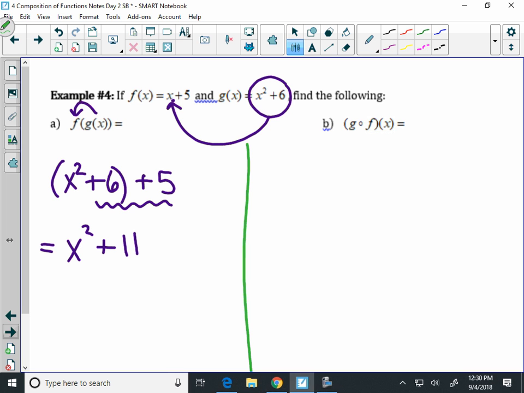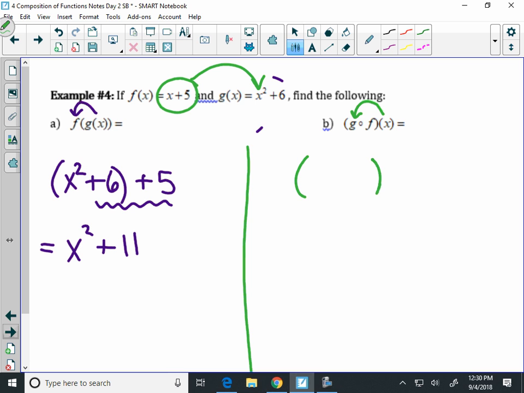Because this time I'm putting f into the function of g. So let's see, that means this time I'm taking x plus 5 and putting it in the other function for x. So here's where you have to watch your parentheses. X plus 5, but what do I have to do with that set of parentheses from g? I have to square it, and then add 6. So what would be my next step here?